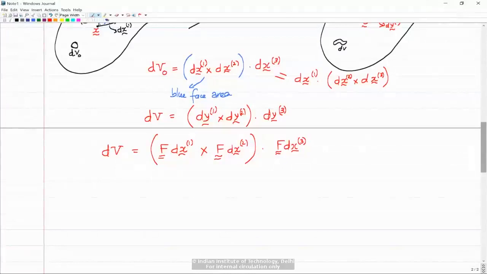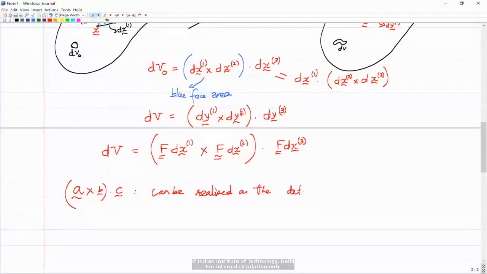But how many of you know that you can realize a scalar triple product as the determinant of a matrix? Anybody has realized that? So A dot B cross C, for example, let us say A cross B dot C, which is the same as, of course, A dot B cross C, can be realized as the determinant of a matrix.